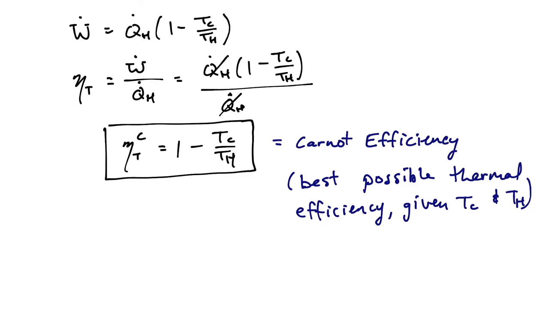Okay, so this quantity is our Carnot efficiency, and what that represents is the maximum possible thermal efficiency that we can obtain in the ideal case where the entropy generation is 0 for a given temperature of both the source and the sink. So the Carnot efficiency depends on what the temperatures are of the source and sink, but given those temperatures, this tells us what is the best possible thermal efficiency.